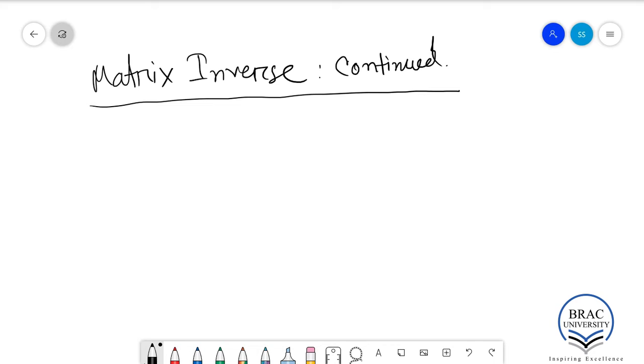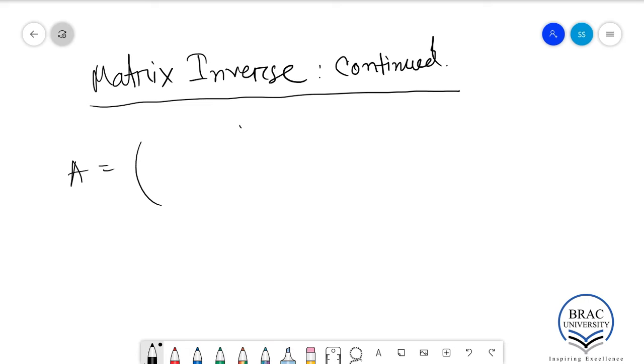In the last lecture, we learned how to get the inverse of a matrix by using the determinant and the minor method, and today we will be talking about another method, namely Gauss-Jordan elimination. So I would like to start off with an example.